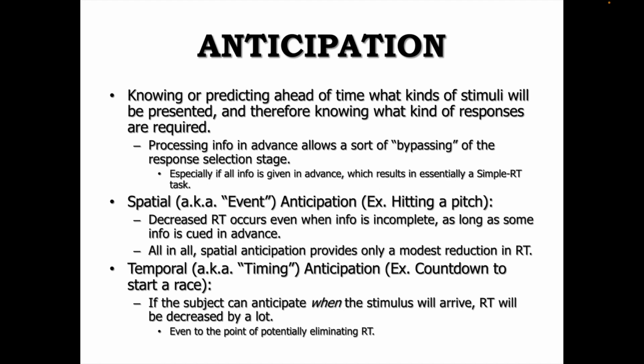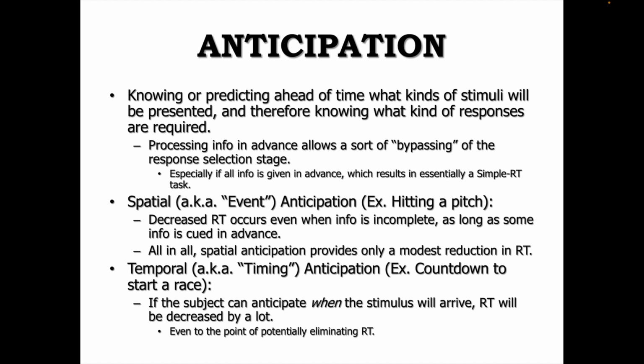So if we've got all the information ahead of time, it just becomes a simple reaction time task because we know all the stimuli, so we know exactly what the response is going to be when we need to give it. And there's two different types of anticipation. There's spatial, otherwise known as event anticipation, and there's temporal, aka timing anticipation. So temporal, letter T, timing; spatial is going to be event anticipation. An example of spatial anticipation would be hitting a pitch.